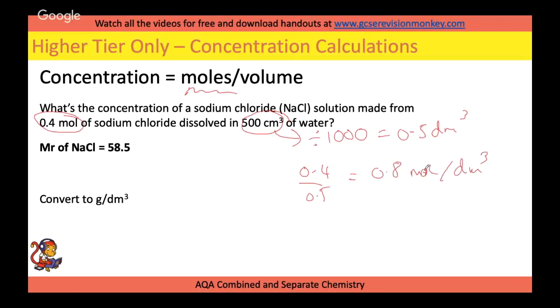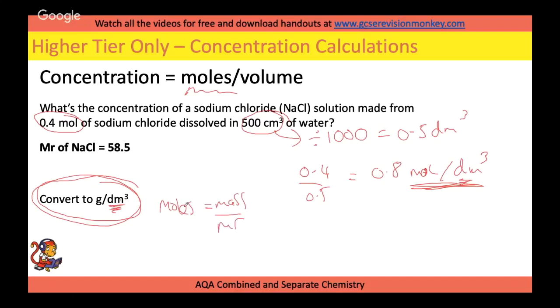Now, if you're wanting moles per decimeters cubed, but then you need your answer in grams per decimeters cubed, the decimeters cubed bit is staying the same. So you need to think how you convert moles to grams. So then you use the equation moles equals mass over Mr. So moles would equal the mass over Mr. So if we want to get from moles to mass, we would need to multiply by the relative formula mass.